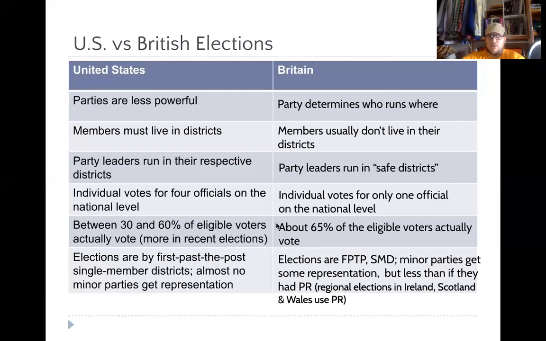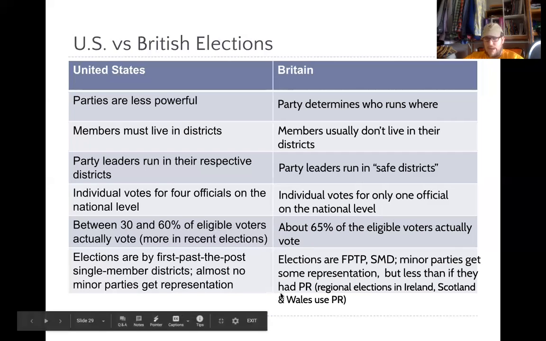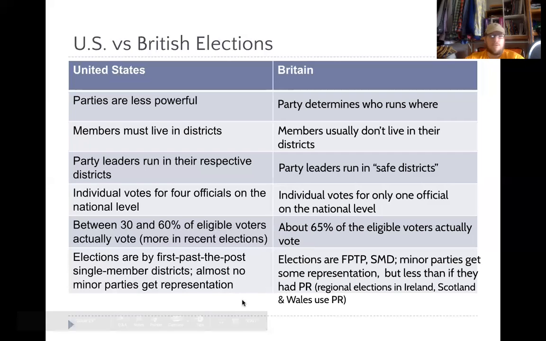In terms of what the actual elections look like, elections in the US are first past the post, single member districts where almost no minor parties get representation. But in the UK, elections are first past the post, single member districts, so the same there. There are minor parties that get some representation.